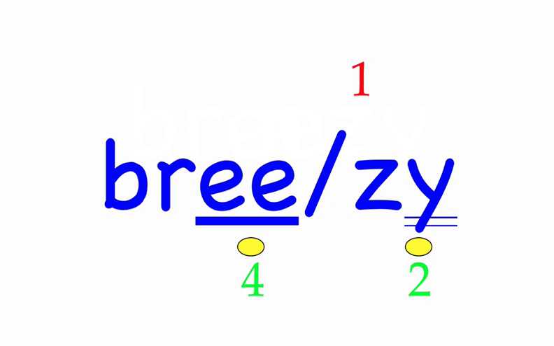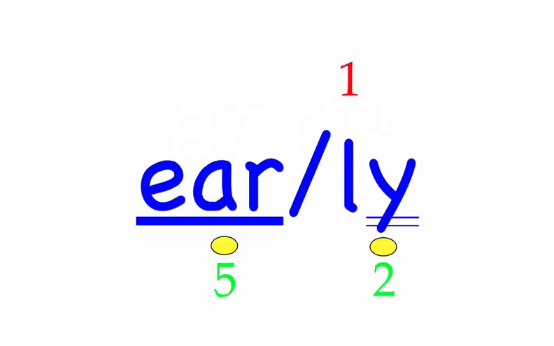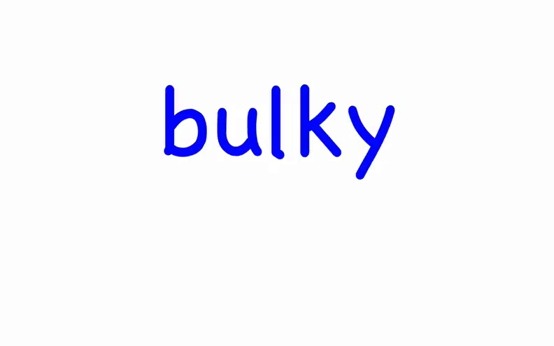Early. We need to get up early. First syllable, one sound. Second syllable, lee, two sounds: L, E. Early. Mark the word. Bulky. The package is very bulky. Bull, three sounds: B, ul, K. Key, two sounds: K, E. Bulky. Mark the word.